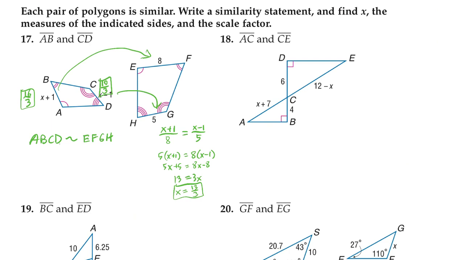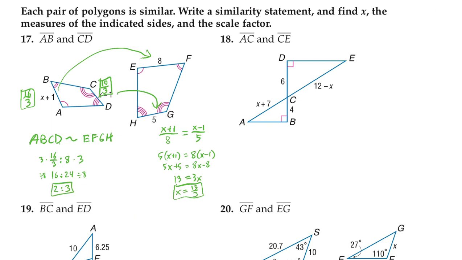Because again, I'm going to do the A, B, C, D first. So 16 thirds to 8. I can multiply both sides by 3, and I get 16 to 24. And I could divide both sides by 8, and I get 2 to 3.